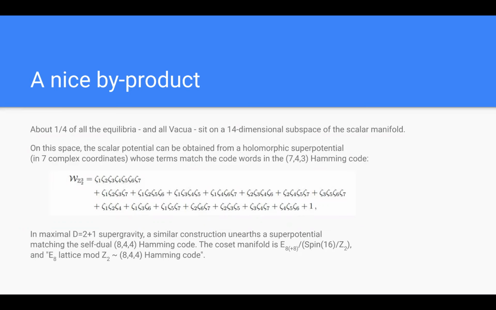Now, if we did the same game with maximal gauged 2+1-dimensional supergravity, then we can do a similar construction and we get a superpotential that matches the self-dual [8,4,4] Hamming code, which nicely corresponds to the self-dual E8 lattice. And in fact, if we take the E8 lattice in a suitable definition and take all coordinates modulo Z2, we do get the [8,4,4] Hamming code. The coset manifold for that supergravity then is the maximal non-compact form of E8, modding out the maximal compact subgroup.